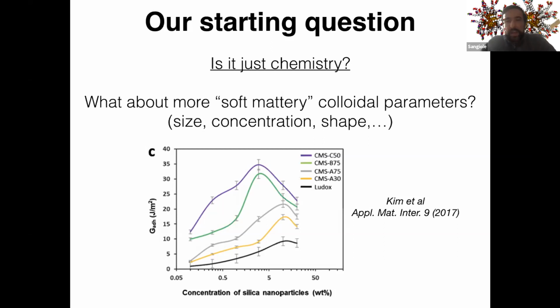So our starting point is, okay, we are doing soft matter theory, and we are going to use a highly coarse-grained model to study this system. So there is nothing about the chemistry that we can really capture too well, if not trends. But we can use a coarse-grained model to try and understand what is, if there is any, the effect of other controllable parameters, like the size and concentration or the shape of the nanoparticle.